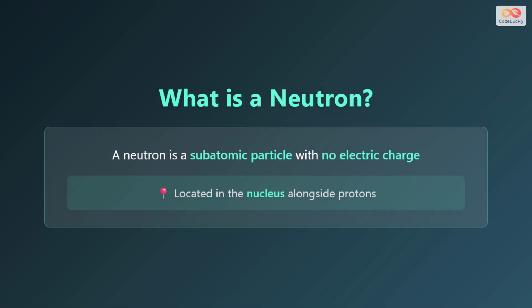A neutron is a subatomic particle with no electric charge. This means it is electrically neutral, unlike protons, which are positive, and electrons, which are negative. Neutrons are located in the nucleus, which is the dense center of an atom. They sit alongside protons, forming the core of every atom except regular hydrogen.